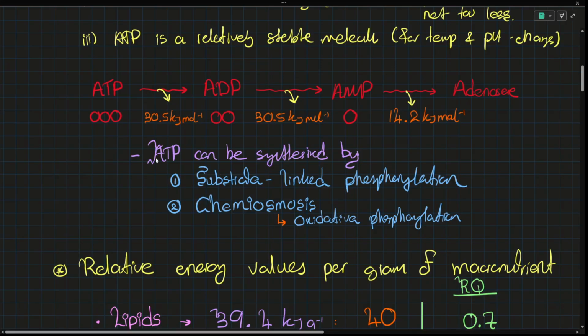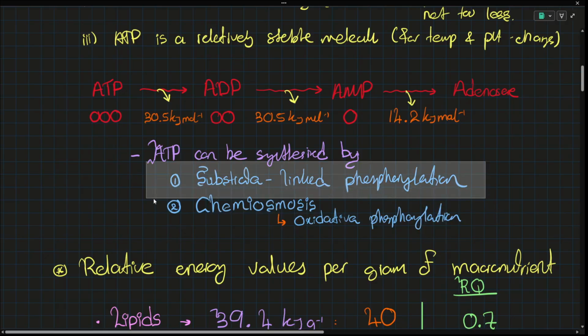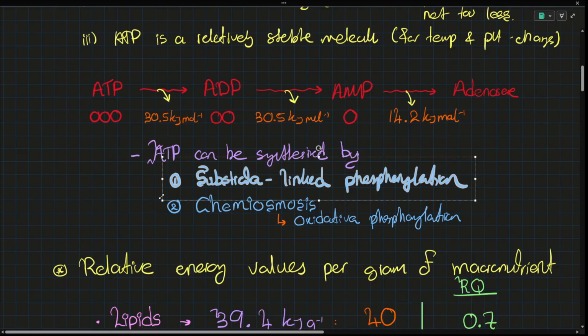Number one was substrate level or substrate linked phosphorylation. I told you not to bother about it because when I explain the stages, I would get back to it. Well, here we are. And the second is chemiosmosis. This is in oxidative phosphorylation. Now focus on this. This is the first way that ATP can actually be synthesized. This is known as substrate linked or substrate level phosphorylation.